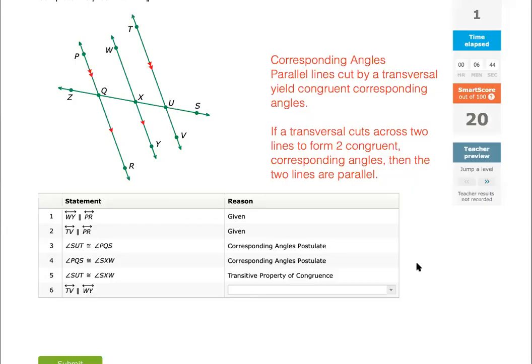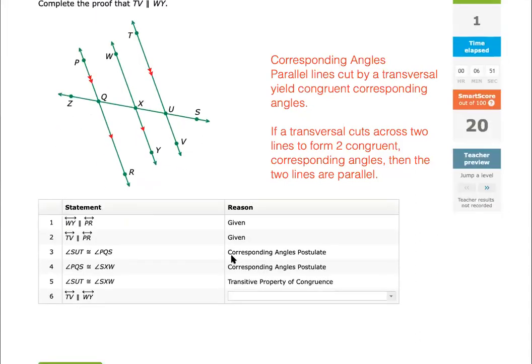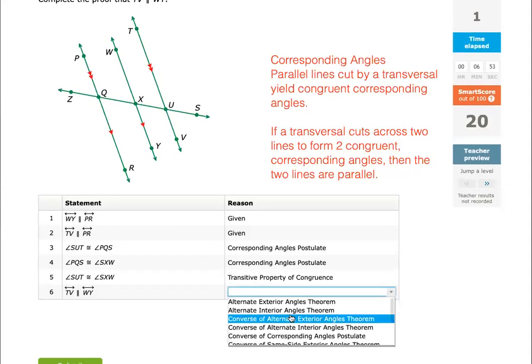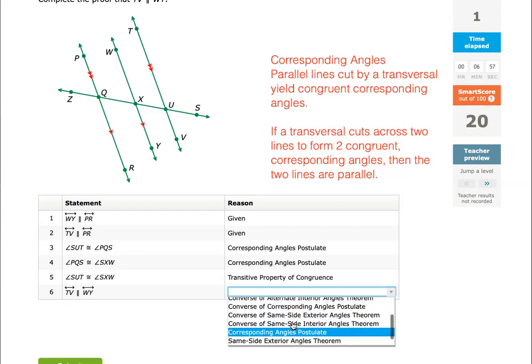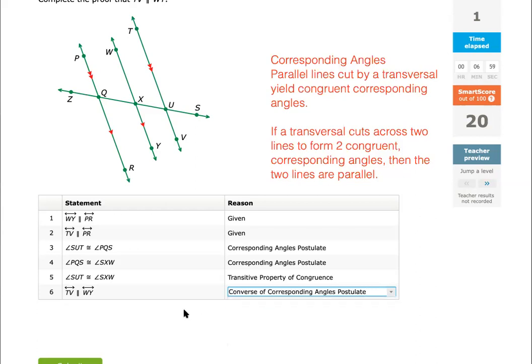All right, look at this one here. They're finishing with the two parallel lines. Like in 1.6, it'd be the converse, so it's going backwards. Converse of the corresponding angles postulate.